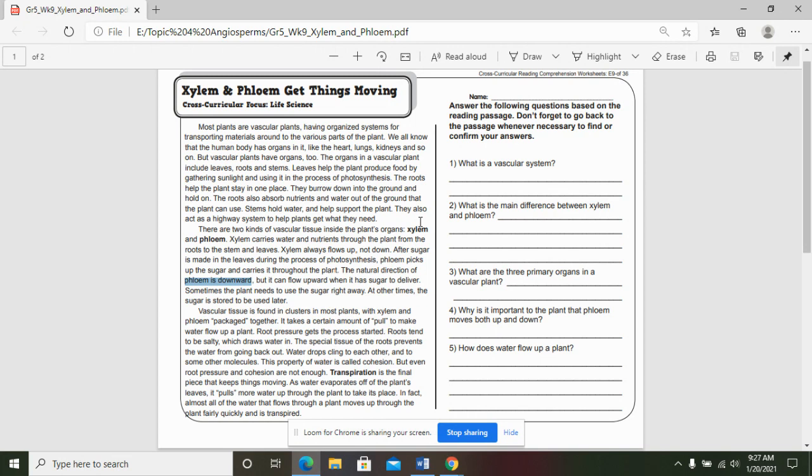What are the 3 primary organs in a vascular plant? So we're going to have the xylem and the phloem. That's part. Roots are also going to be in there.